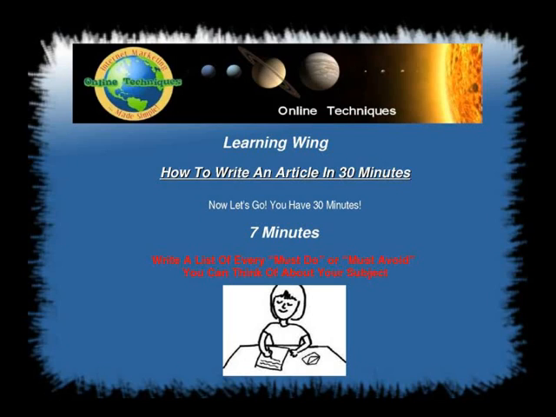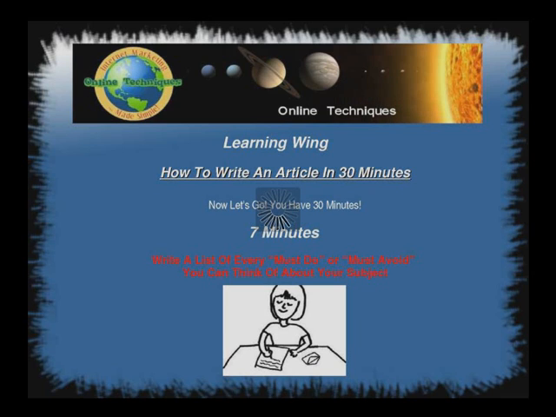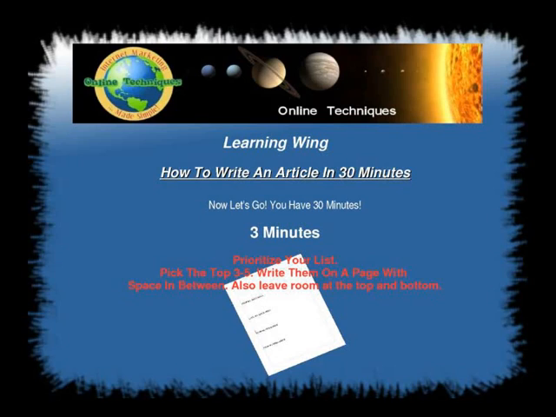So this is the first 7 minutes. When the timer goes off, if you're still writing, stop and go on to the next one. Now we're going to set it for 3 minutes. And you have 3 minutes to prioritize your list. You're going to pick the top 3 to 5 that are on that list, in your opinion, that are the top 3 to 5 most important.